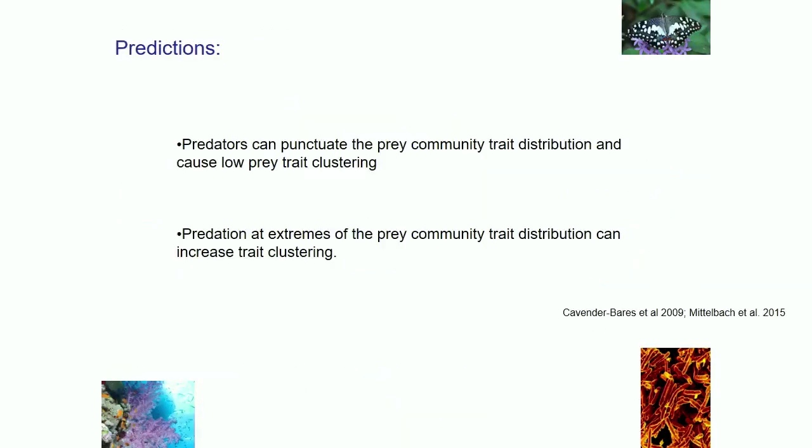Based on literature, we make two predictions. First of all, predators can punctuate the prey community trait distribution through invasions and subsequent extinctions, and thus cause lower prey community clustering. The flip side of that prediction would then be predation at extreme ends of the prey community trait distribution would narrow that trait distribution down through extinctions and then increase community clustering.